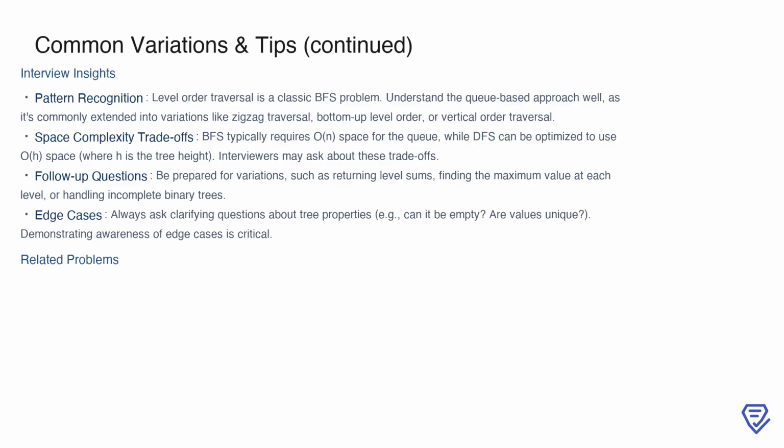Interviewers often ask about these trade-offs, so be prepared to discuss them. Additionally, follow-up questions might include variations like calculating level sums, identifying the maximum value at each level, or handling incomplete binary trees. Lastly, always ask clarifying questions about the problem, such as whether the tree can be empty or if node values are unique. This demonstrates your attention to edge cases, which is highly valued in interviews.